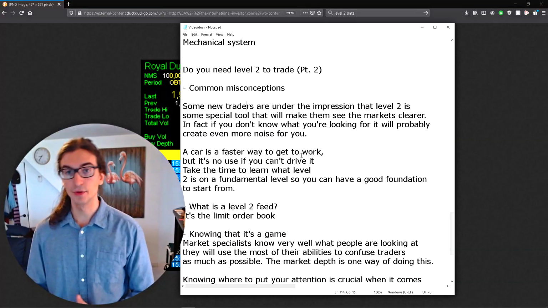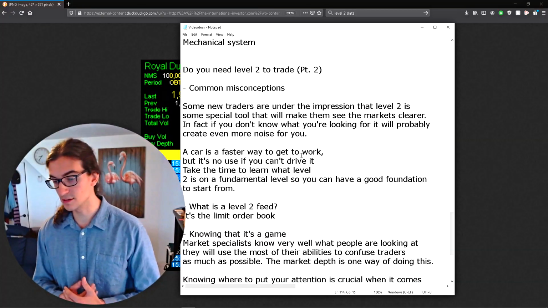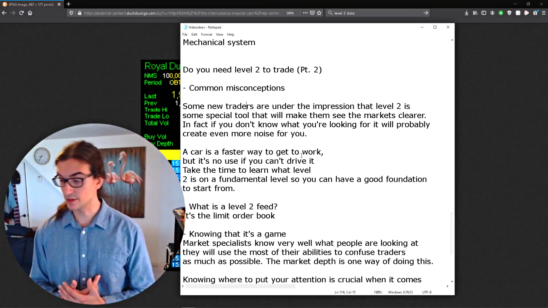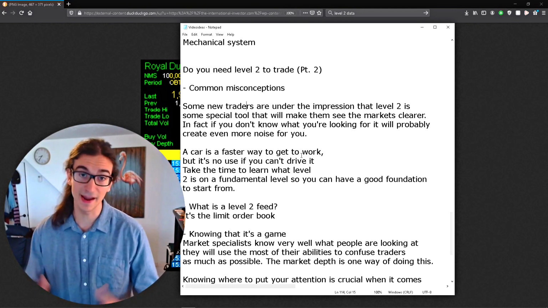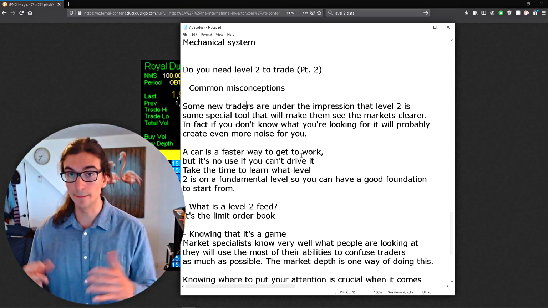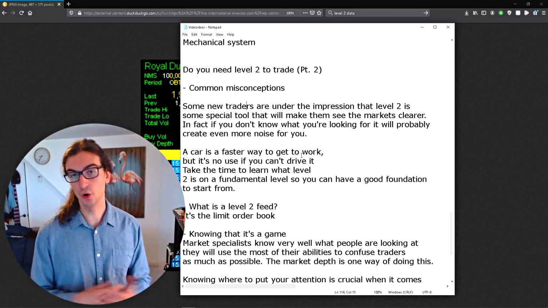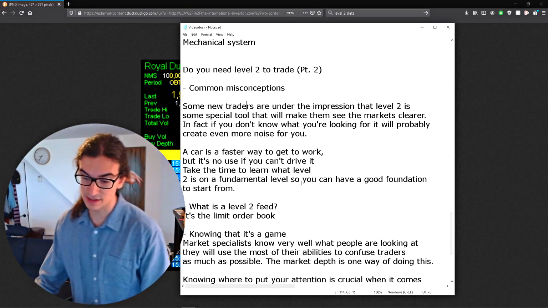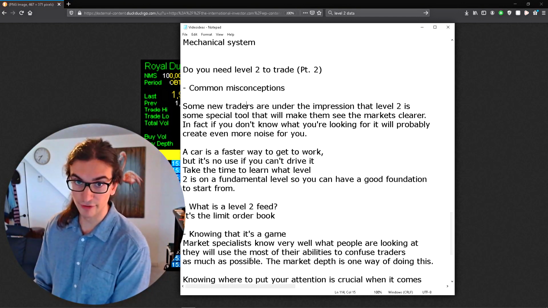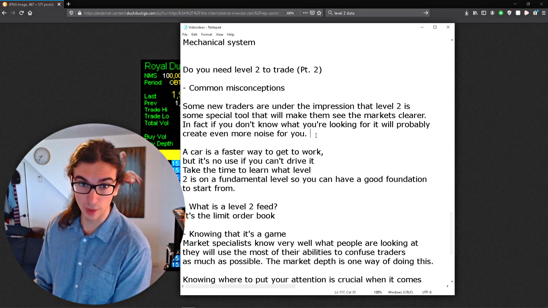We'll talk about level 2. There are a lot of misconceptions regarding this. Some traders are under the impression that it's some special tool that's going to allow them to see the markets clearer, and they absolutely need it. It's so important, right? In fact, if you don't know what you're looking for, it's going to just add more noise to your trading. Because the market specialists and market makers know very well what they're doing in this market, and they know very well that the majority of traders have no idea what they're looking for.